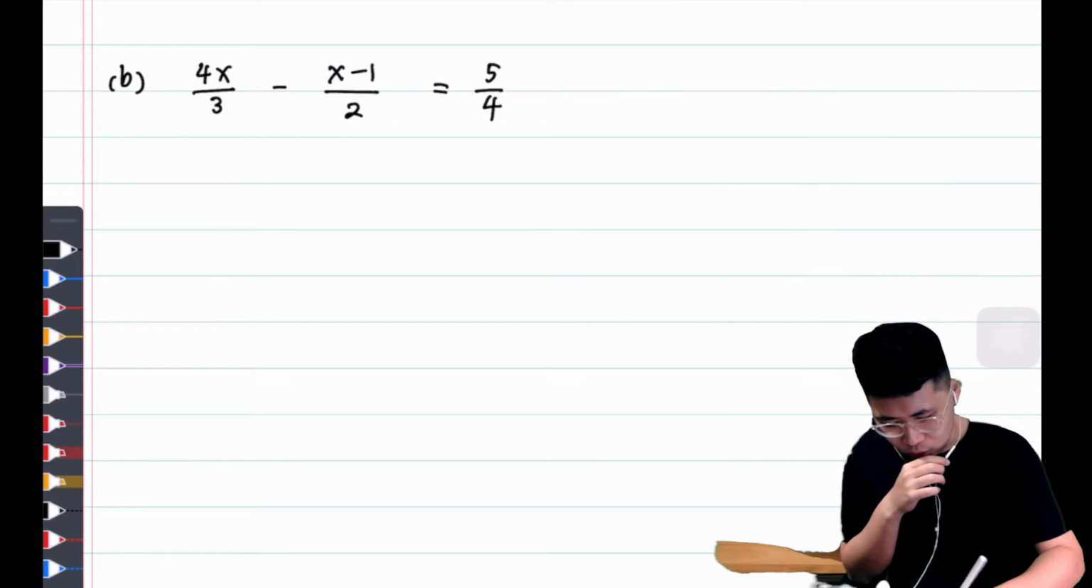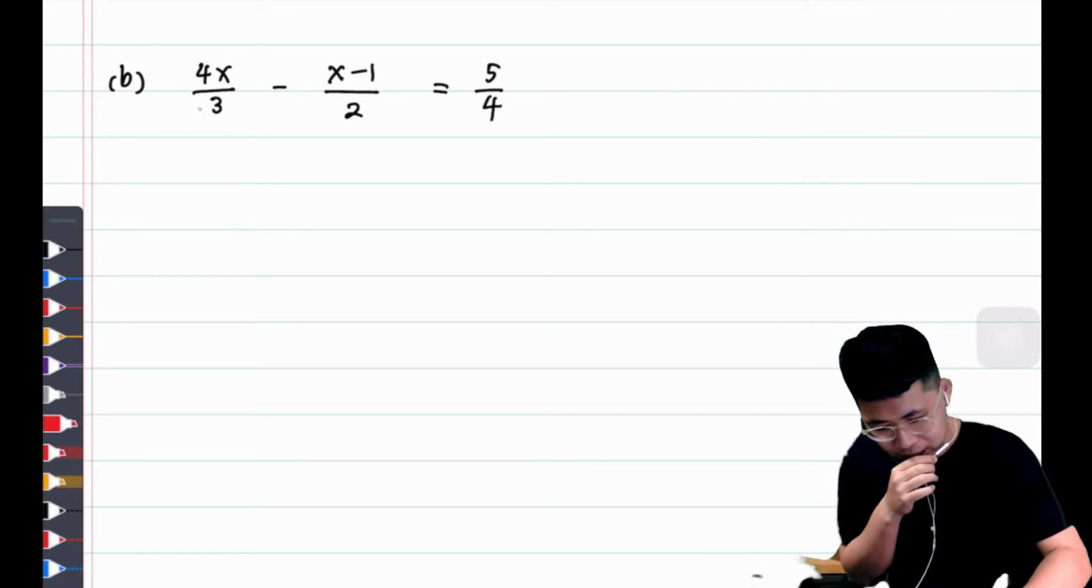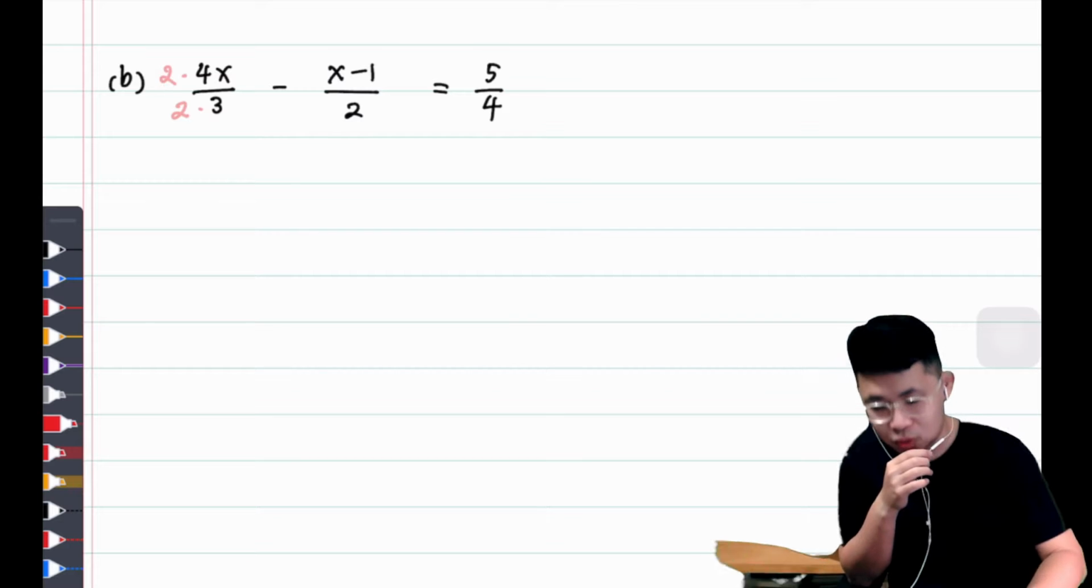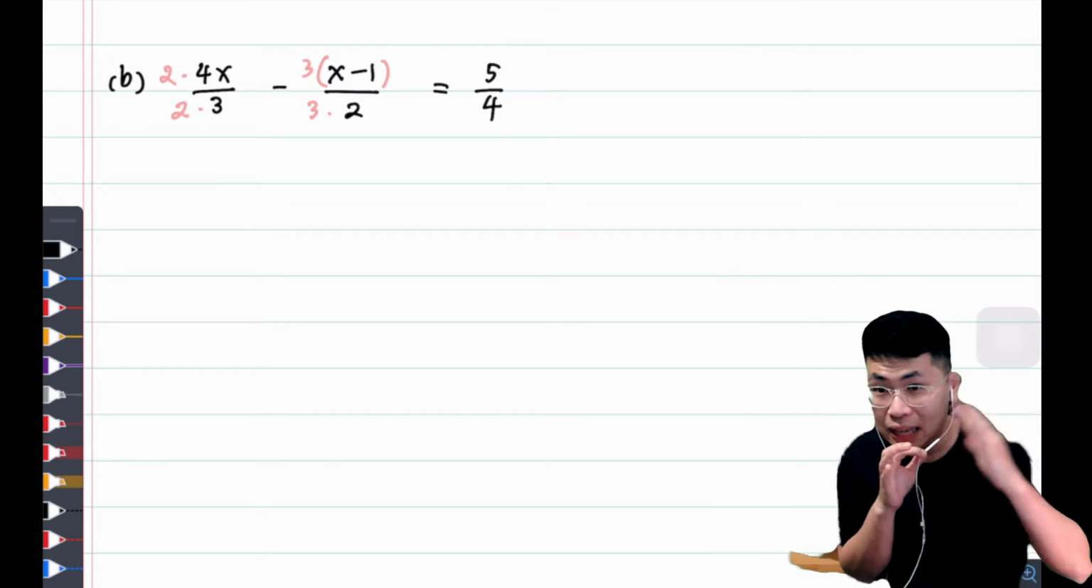So 3 and 2, the lowest common denominator is 6. So 3 times 2, and we times 2 above. And then for the other one, we times 3 below, we times 3 above with brackets, yeah, so 3 times the whole thing.